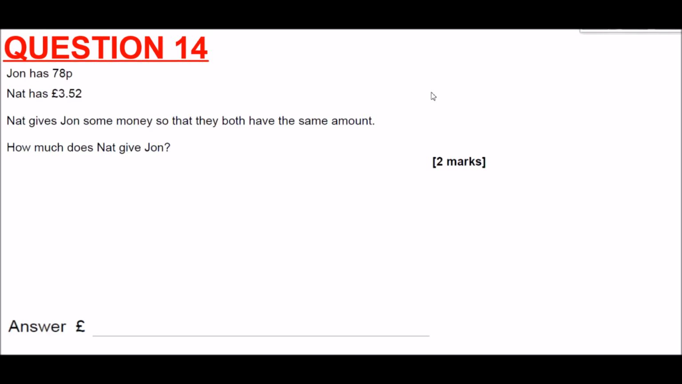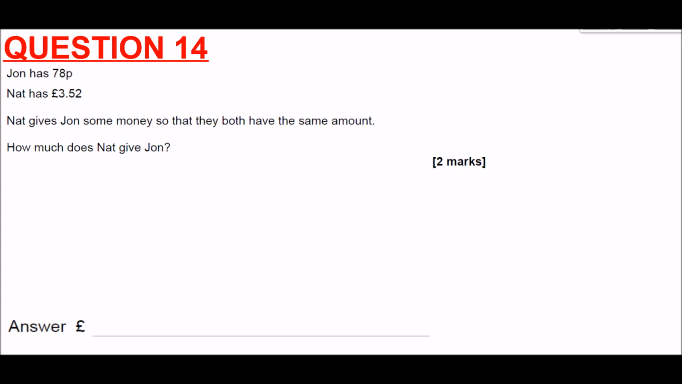Question 14. You've got John who has 78p and Nat who has £3.52. And Nat gives John some money so that they both have the same amount. How much does Nat give to John?